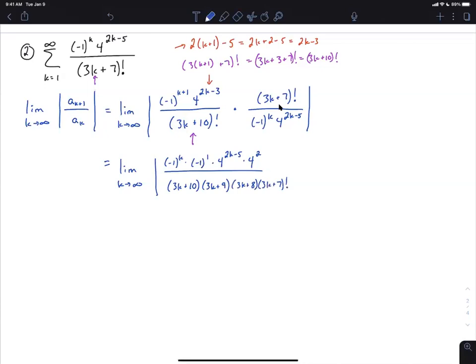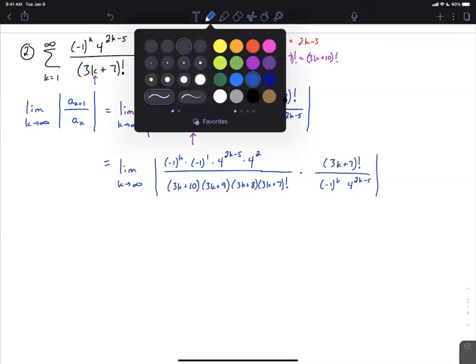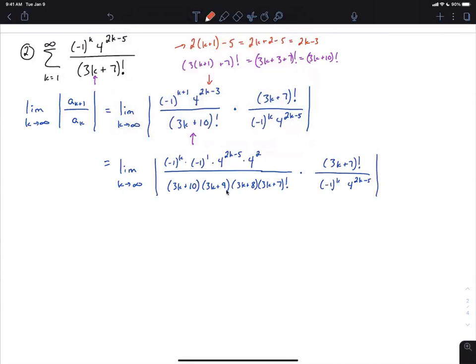And remember, for factorials, you can basically stop wherever and just say factorial, because that just means that down. You choose to stop there because now it's going to cancel with the 3k plus 7 factorial that we've got over here. So you've got now 3k plus 7 factorial here, and then negative 1 to the k on the bottom, and then 4 to the 2k minus 5 on the bottom. Well, now a bunch of stuff cancels. Any questions on the algebra?